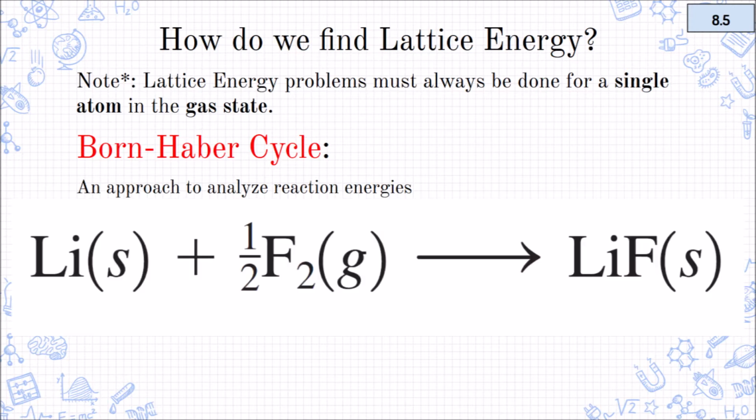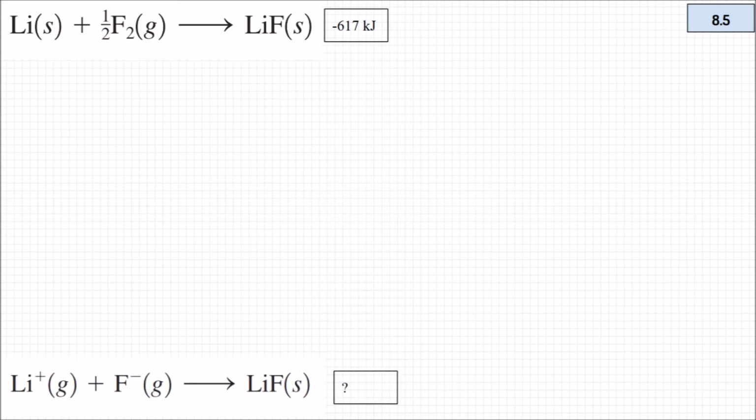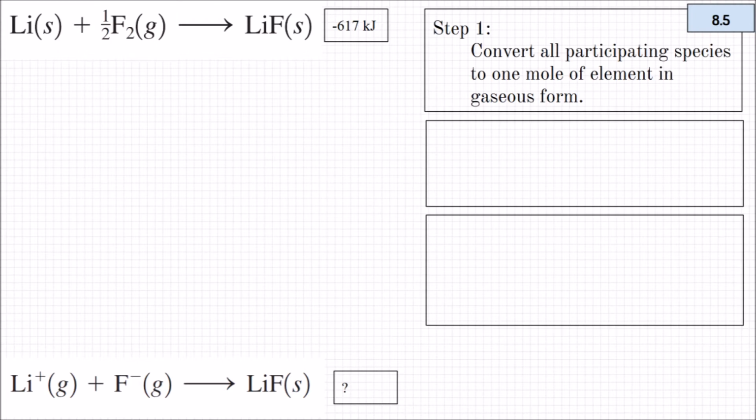Our example is lithium combined with fluorine gas creating lithium fluoride. So, we start with a given equation. Lithium plus 1/2 fluorine gas creating lithium fluoride. And we find out that this equation has an enthalpy of negative 617 kilojoules per mole. We want to get from that equation to our lattice energy equation, where the ions of lithium and fluorine combine to form lithium fluoride. So what do?